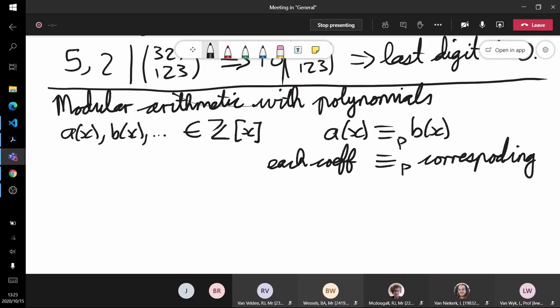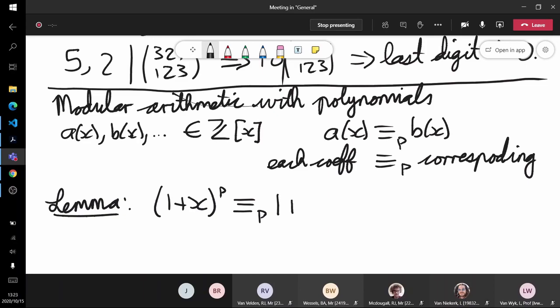So the first little lemma that we're going to need is that if you take the polynomial 1 plus x to the power of p, that is congruent mod p to the polynomial 1 plus x to the power of p.